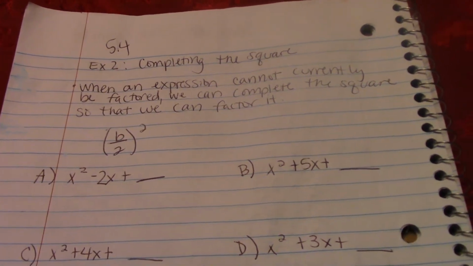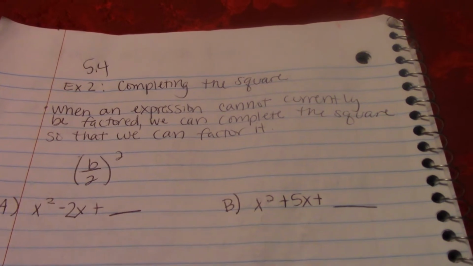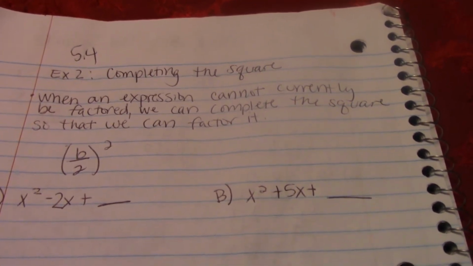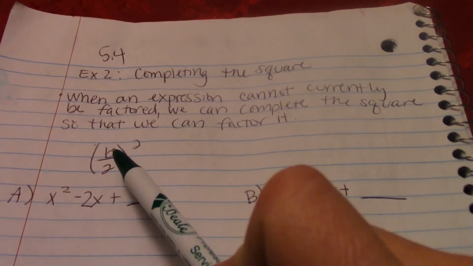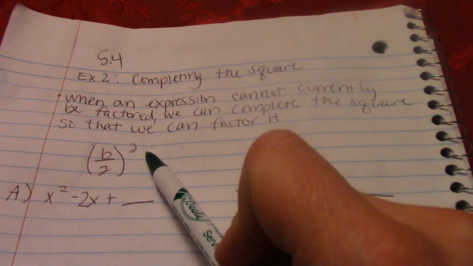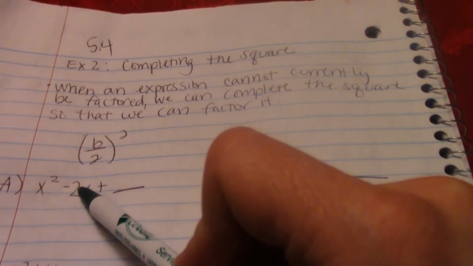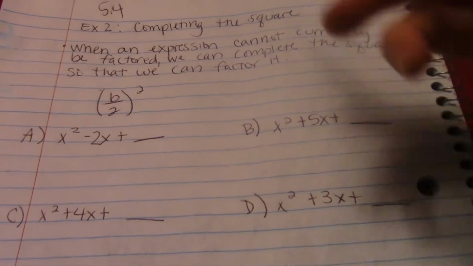We have 5.4 example 2, completing the square. We use completing the square when an expression cannot currently be factored, so that we can factor it. So you're going to use this formula, b over 2 in parentheses squared. Remember that this is b, and this only works when these numbers up front are 1. So all of these it's going to work on.